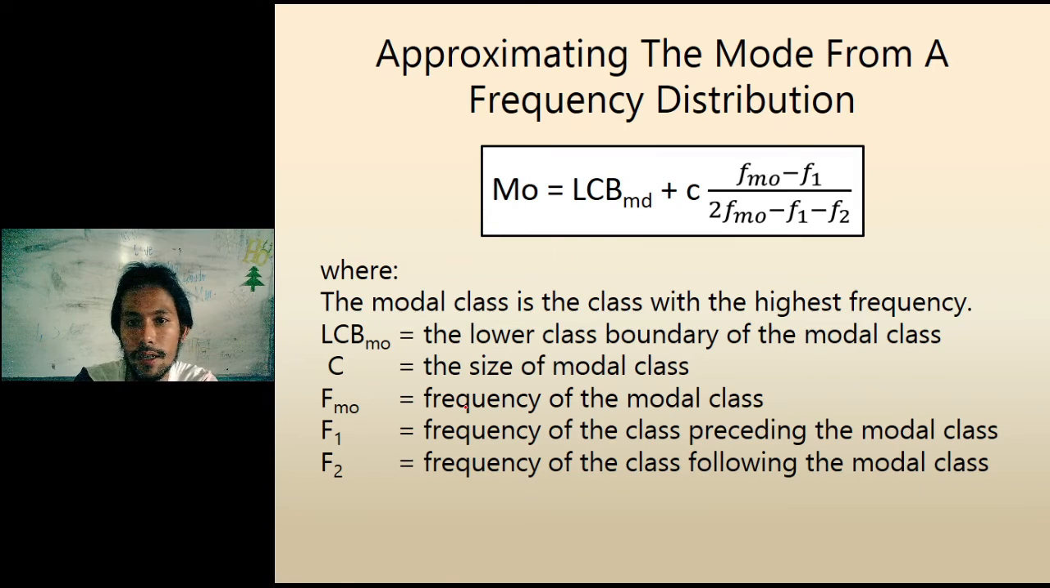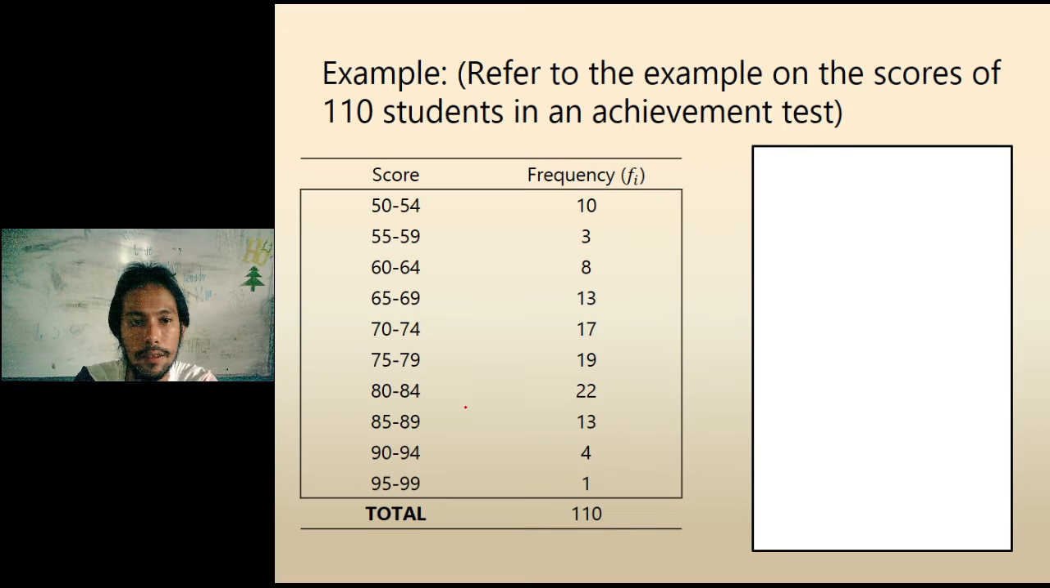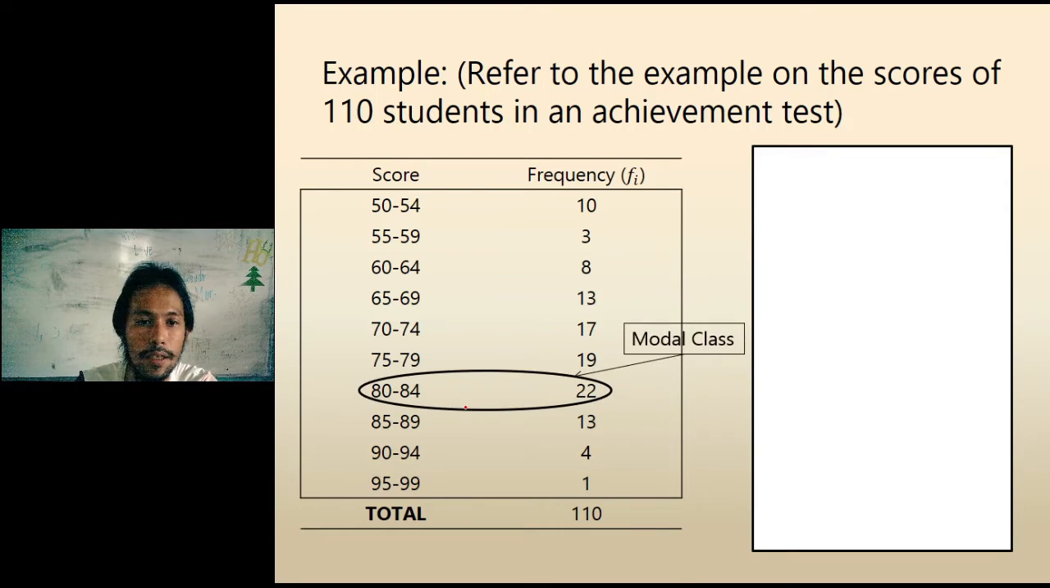Since pinakadaghan ang 22, kay mao may pinakadaghan nga balik-balik, mao na ang atong modal class. So naa diri sa score nga 80 to 84 ang atong approximate nga mode. Mao ni ang atong modal class kay 22 man nga balik-balik.